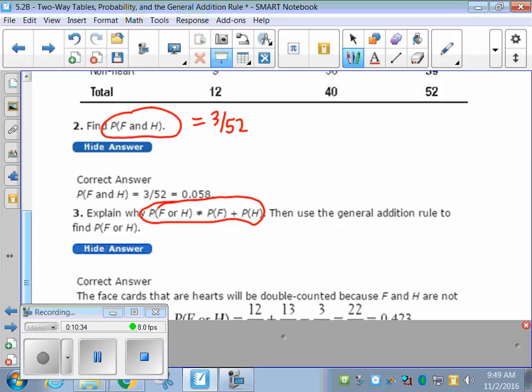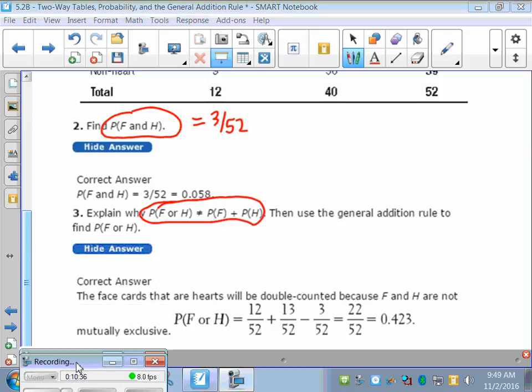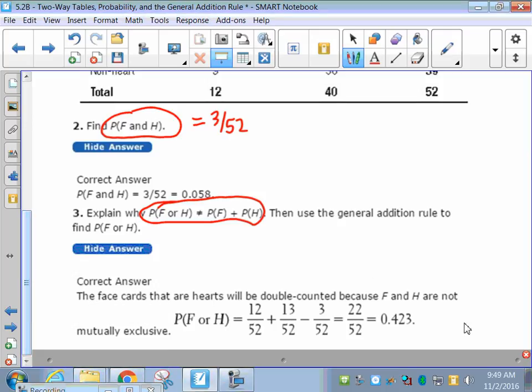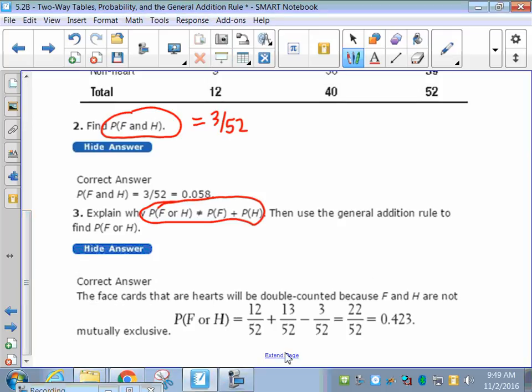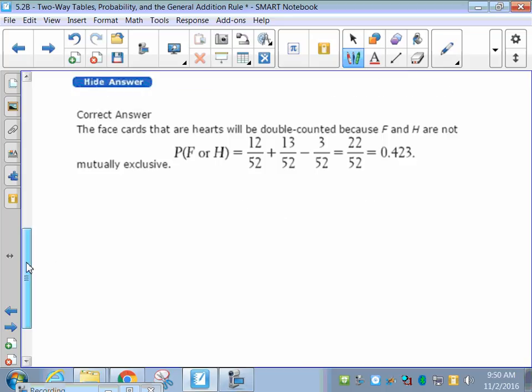So you guys, when you show your work, it needs to look like this. The probability of F or H is equal to probability of getting a face card plus the probability of getting a heart minus where we double counted it, and our answer and our decimal. If you left it as a fraction, that's fine, 22 over 52, okay? Any questions? Everyone good on the general addition rule? Okay, subtract the overlap.